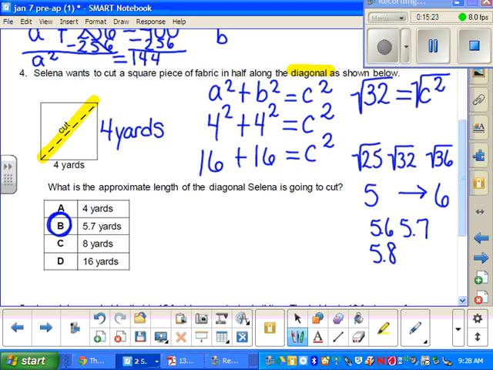Now, if you look at A, it could not be correct before you even started because we know the hypotenuse has to be the longest side, and 4 yards would not make it the longest side. So a lot of times they'll throw an answer in there for you that just doesn't even make sense, and you can eliminate that one before you even started the question. So 8 yards is too much, and 16 yards is just doing 4 squared, which doesn't even make sense. So B is our correct answer.